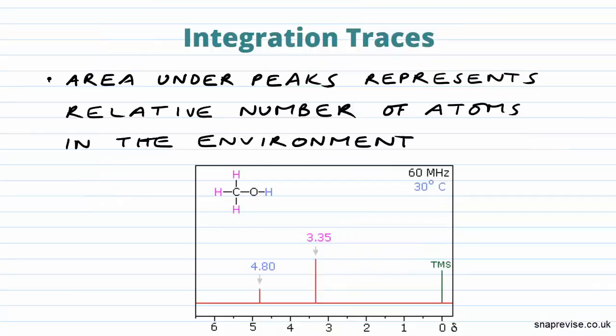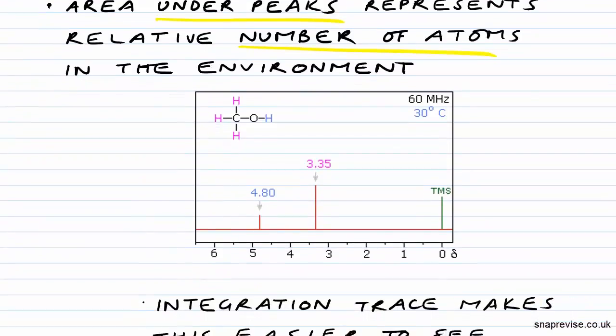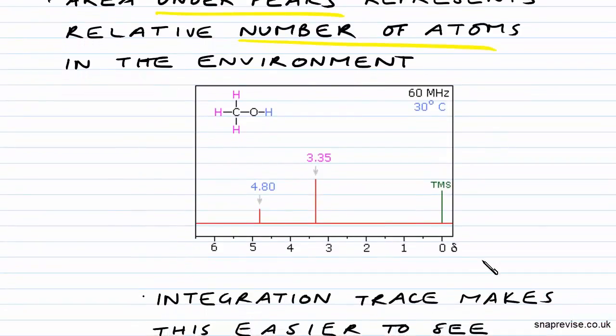So let's have a look at integration traces now. Well, our proton NMR spectra gives us much more detail, it's much more complex than our carbon-13 spectra. In our proton NMR spectra, the area under the peaks represents the relative number of atoms in that particular environment. So you can see here we have the spectra for methanol. You can see that we have 3 hydrogens.